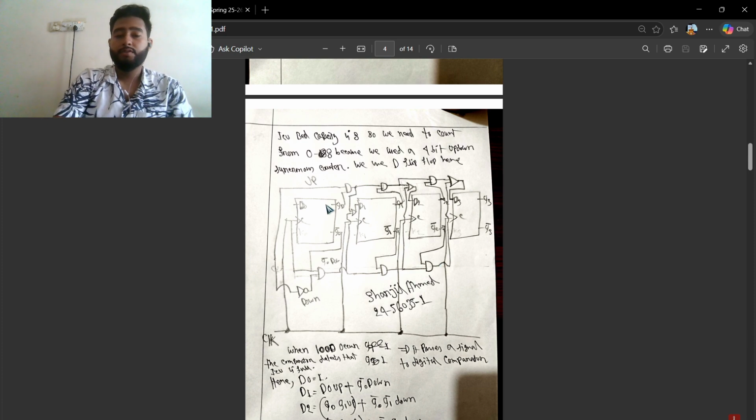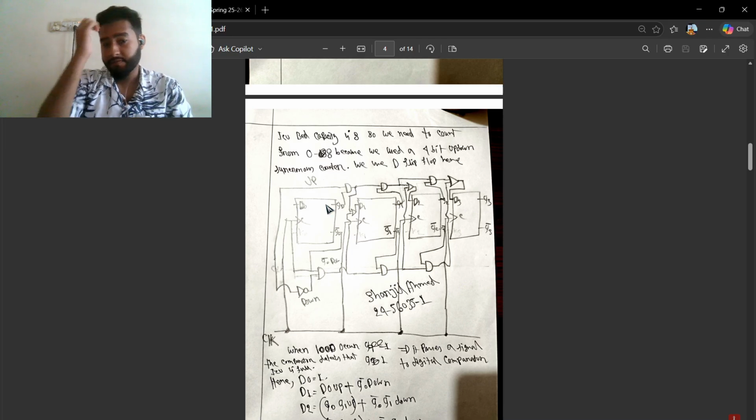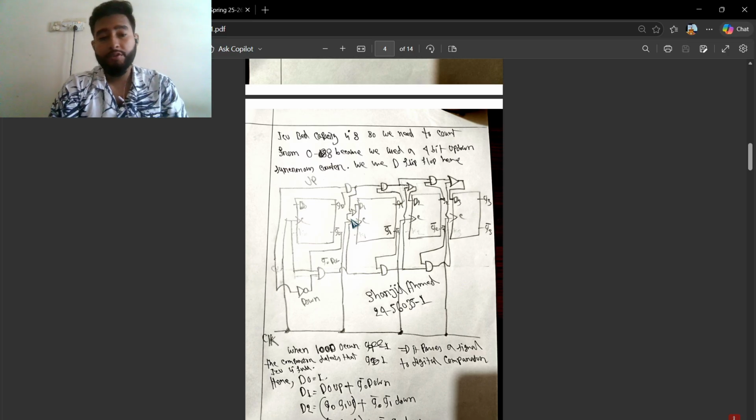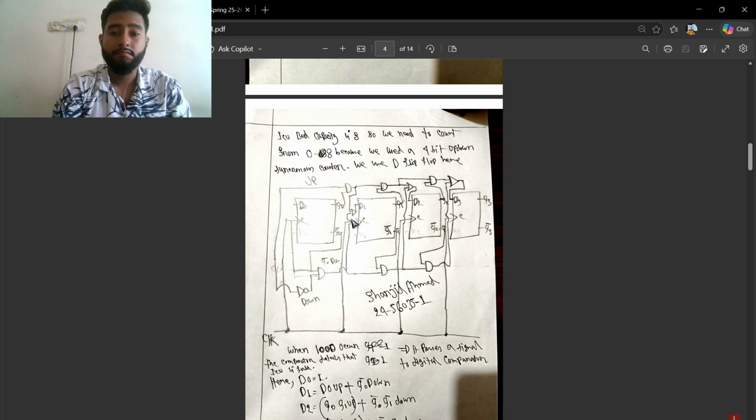So here we use a 4-bit D flip-flop. Why do we use D flip-flop? Because D flip-flop is better than JK flip-flop. It has just one input, it is useful, and it is better than JK flip-flop in design. So we use D flip-flop.